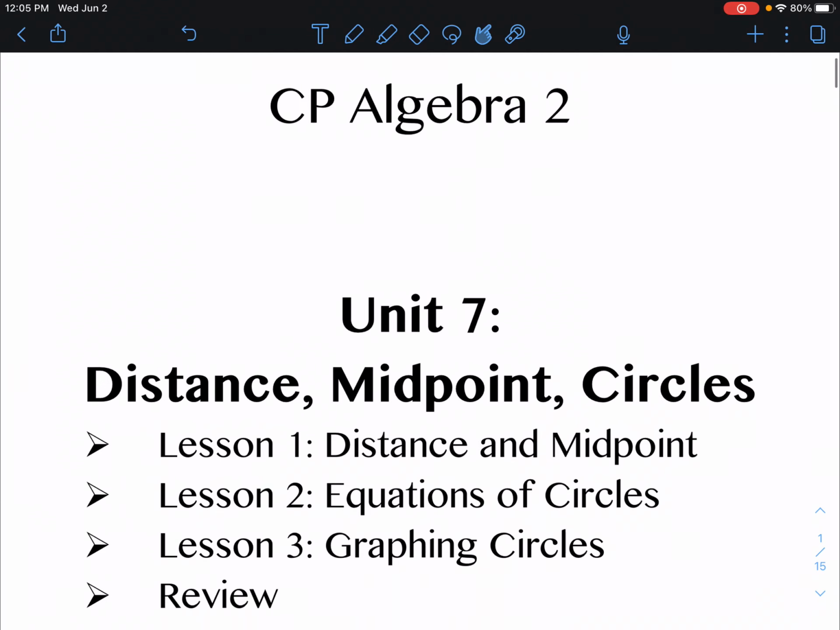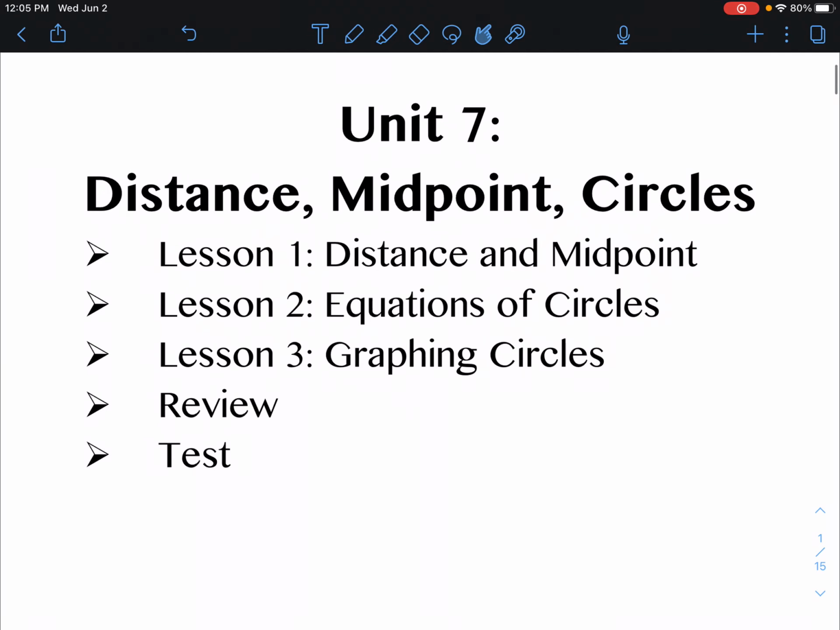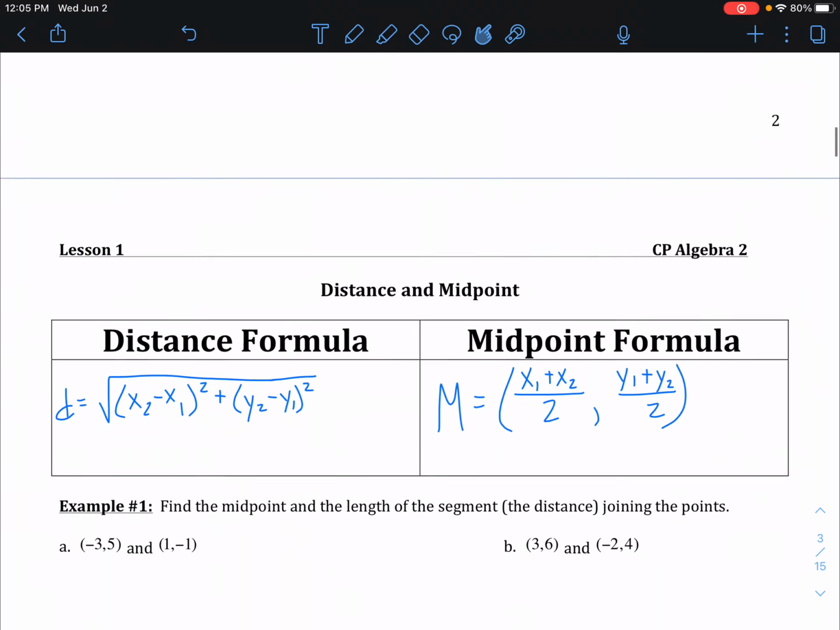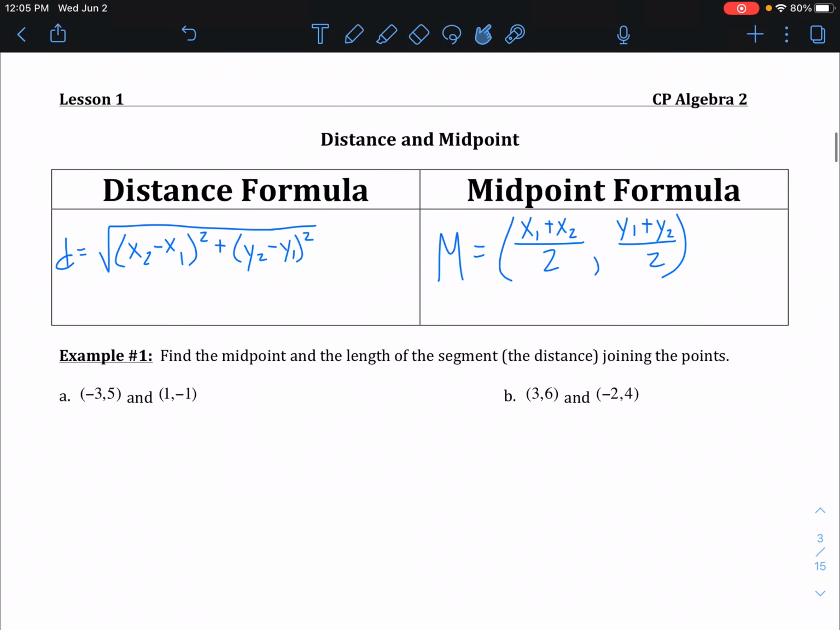Alright guys, welcome to a new unit, Unit 7. We're going to be covering distance, midpoint, and circles. In my opinion, it's a pretty easy unit compared to the others. So in Lesson 1, we're going to do the distance formula and the midpoint formula.